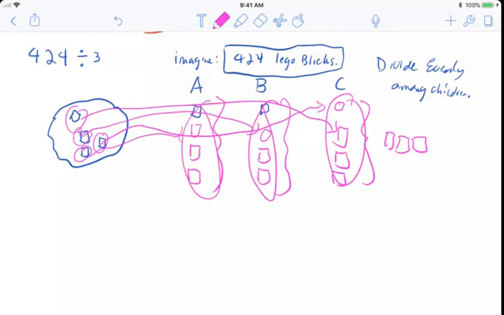One for you, one for you, one for you, until they're all doled out except for some remaining ones. And then I want to know how many bricks there are in each of these evenly divided piles. That's what it means to divide something up between them.